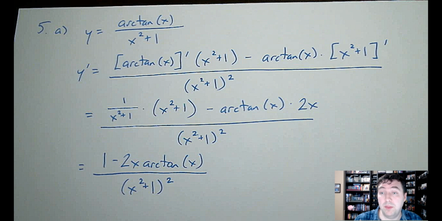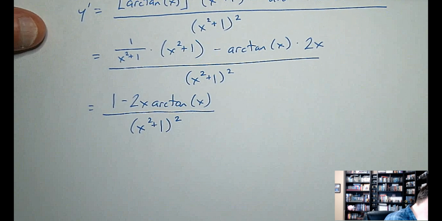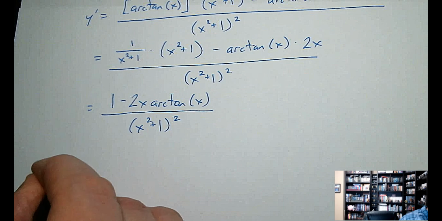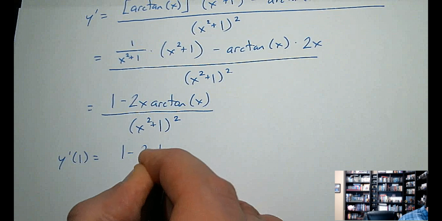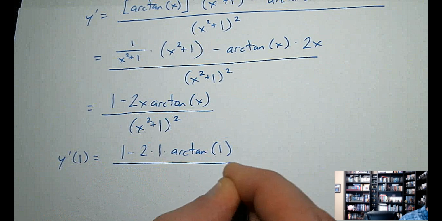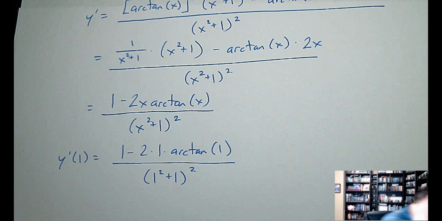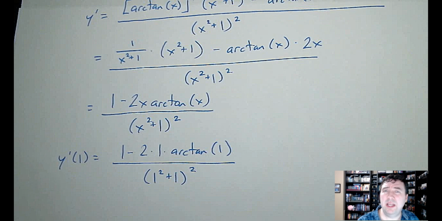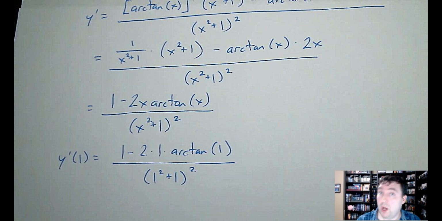But we don't just want the derivative here, we want the derivative when x is equal to 1. So that's fine. Y prime of 1 then is going to be 1 minus 2 times 1 times the arctangent of 1 divided by 1 squared plus 1 all squared. And so the only thing that's really going to give us any thought here is evaluating the arctangent of 1.